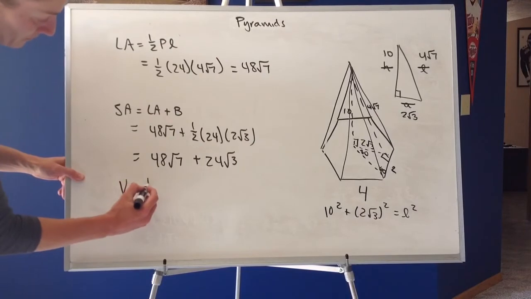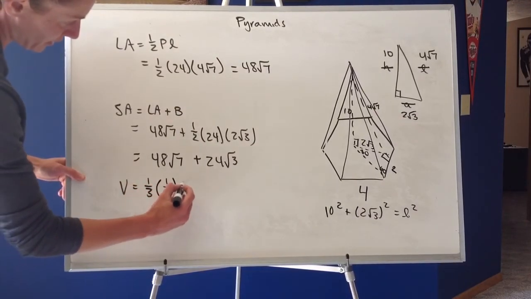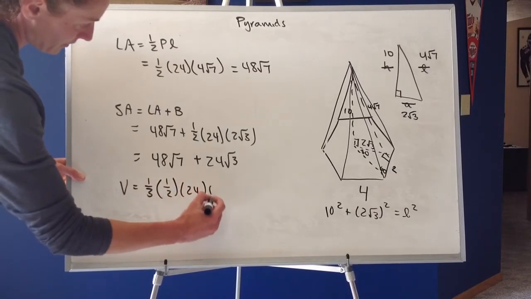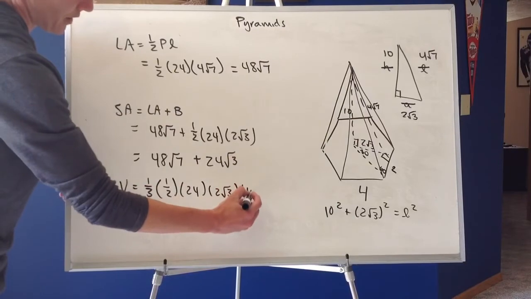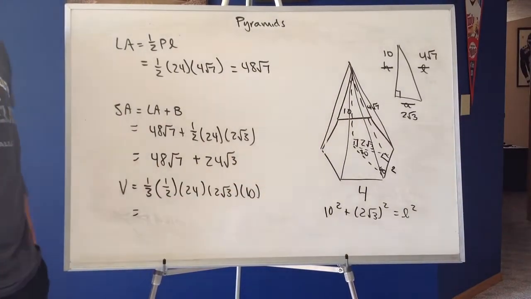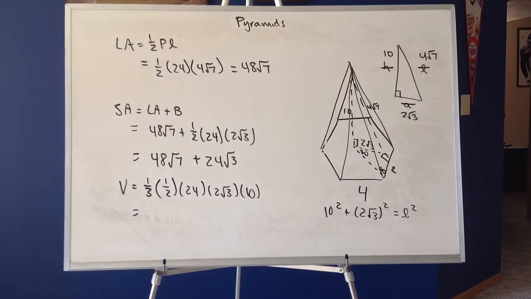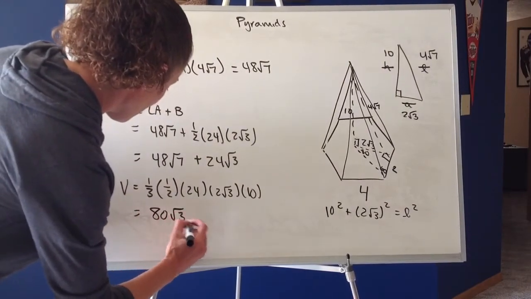And for volume, again, take that area of the base and take it times your height, which is 10. Again, you can multiply all the regular numbers, just don't throw the square root in there, and you'll end up with 80 square root of 3. Okay.